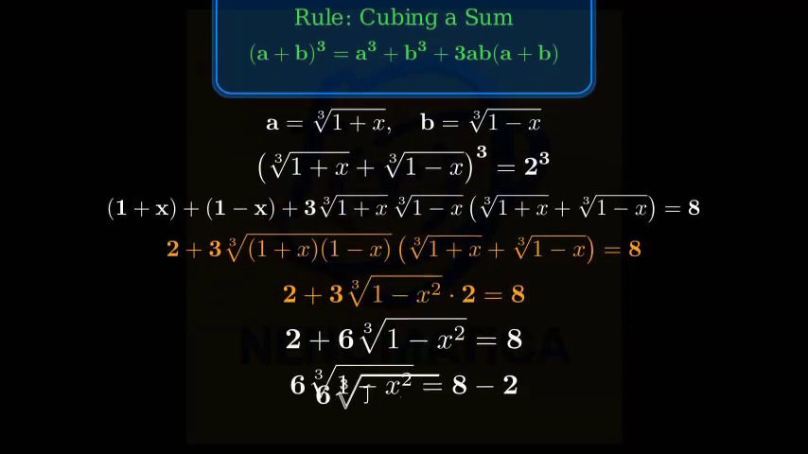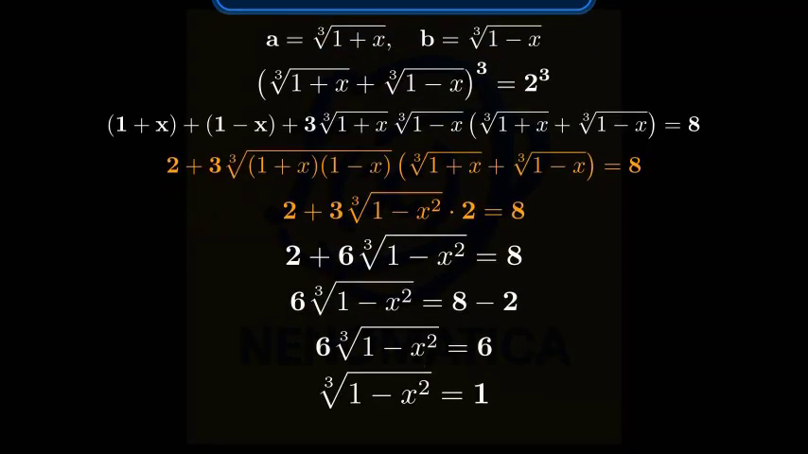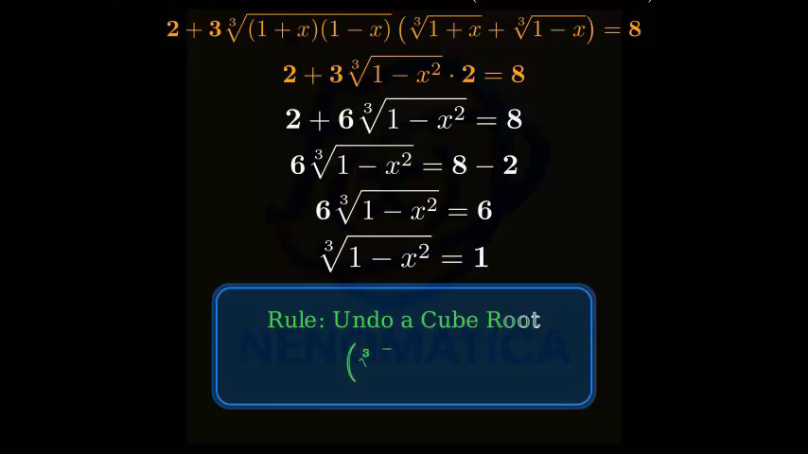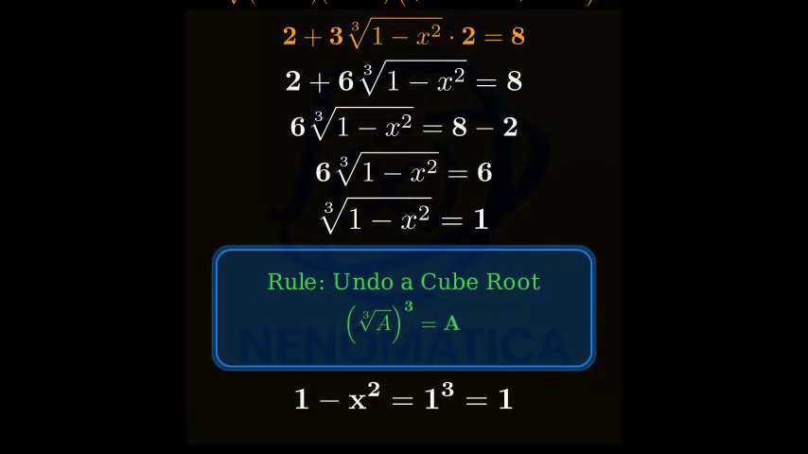Subtract 2. Divide both sides by 6 to get the cube root of 1 minus x squared equals 1. Step 4. Remove the cube root by cubing both sides. We'll recall the inverse rule. The cube of a cube root returns the radicand. Applying it gives 1 minus x squared equals 1.